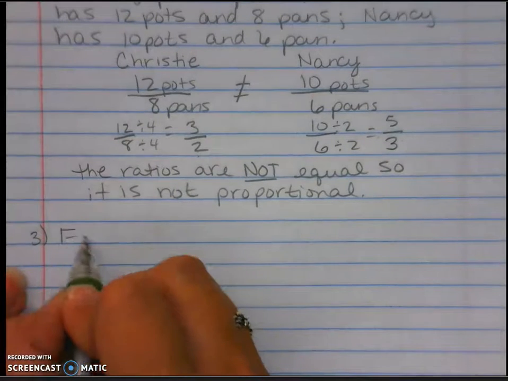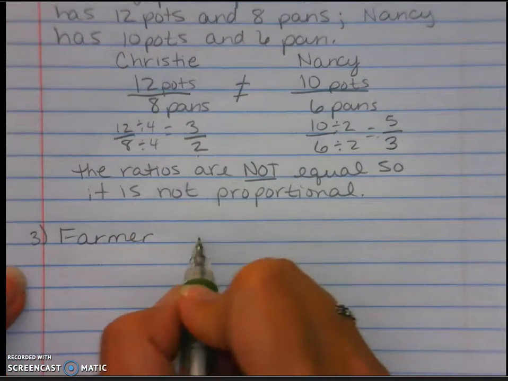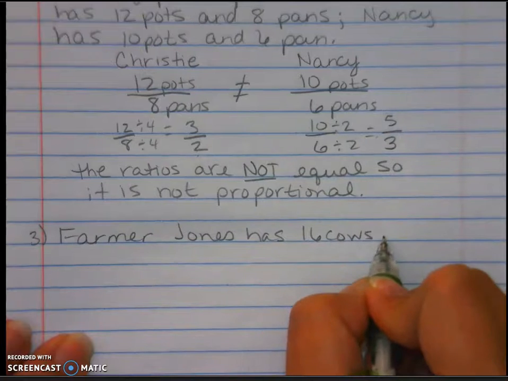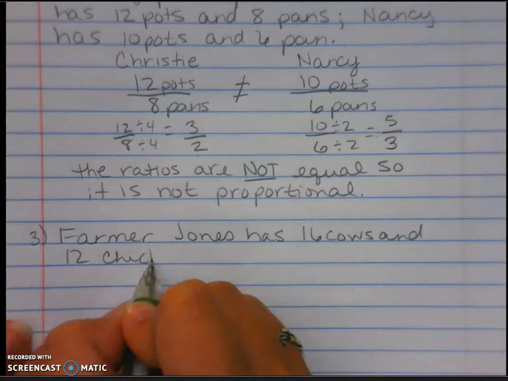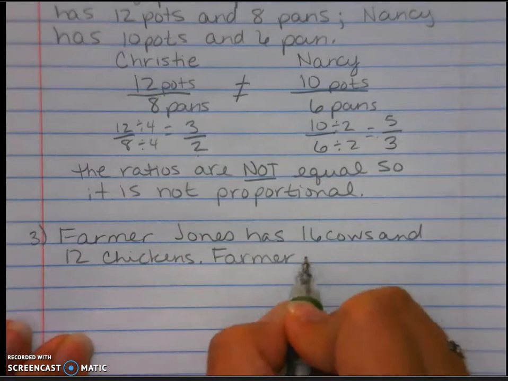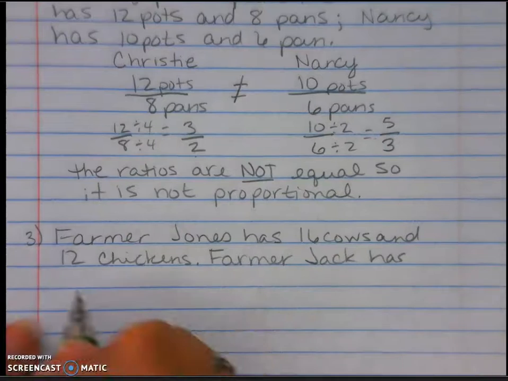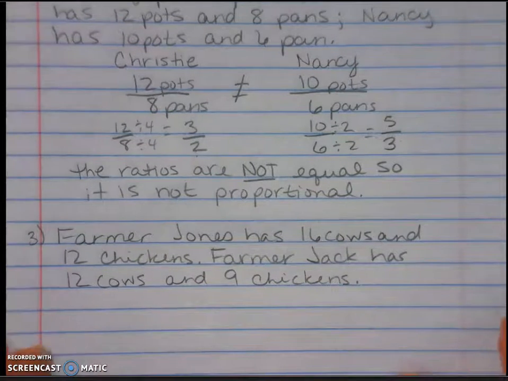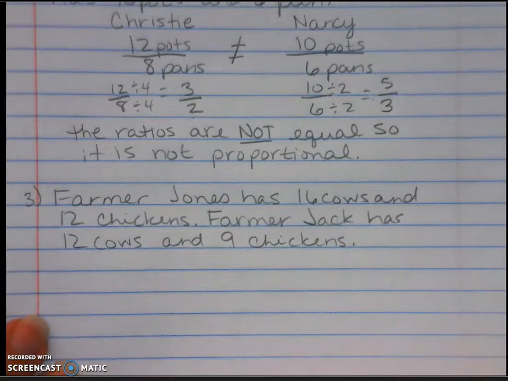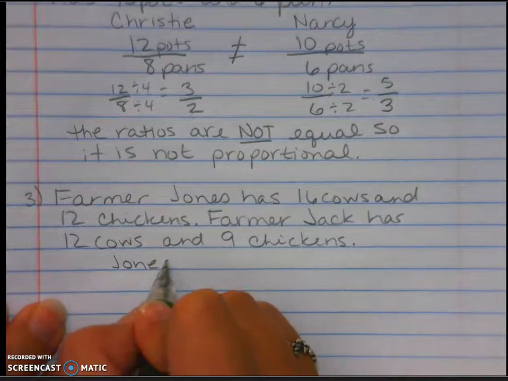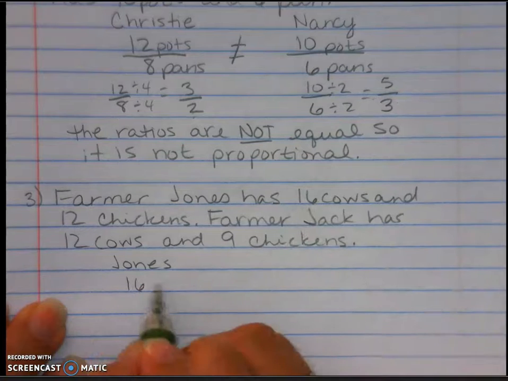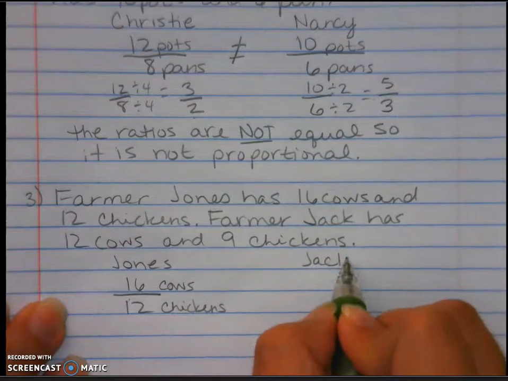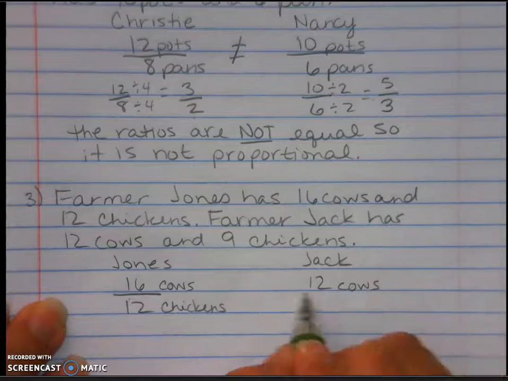Here's a third one. Farmer Jack and Farmer Jones, they have cows and chickens. So we're going to start with Farmer Jones has 16 cows and 12 chickens. Farmer Jack has 12 cows and 9 chickens. So we need to see, do they have equal amount of cows and chickens? So I'm going to write Jones, and he has, think of order, 16 cows and 12 chickens. And Farmer Jack has 12 cows and 9 chickens.